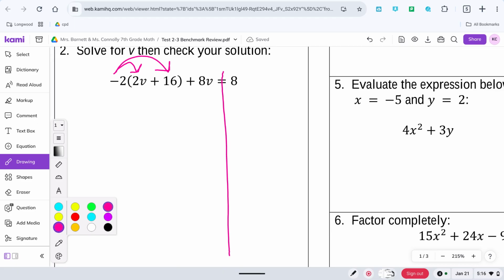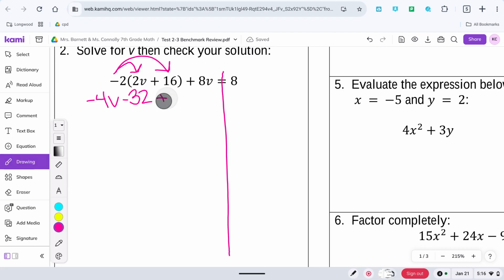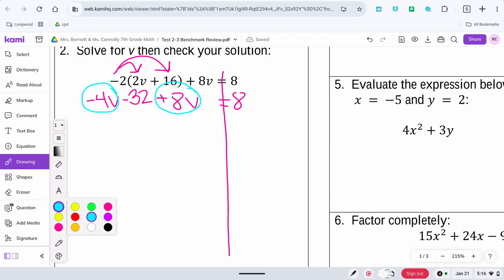Negative 2 times 2v is negative 4v. And negative 2 times 16 is negative 32. We bring everything else down, so I'm bringing down that positive 8v, and the equals 8. Now I want to look on the left-hand side and see if there's anything to combine. We want to check if there's any like terms, and I have a negative 4v and an 8v, and that will get us 4v, or positive 4v.